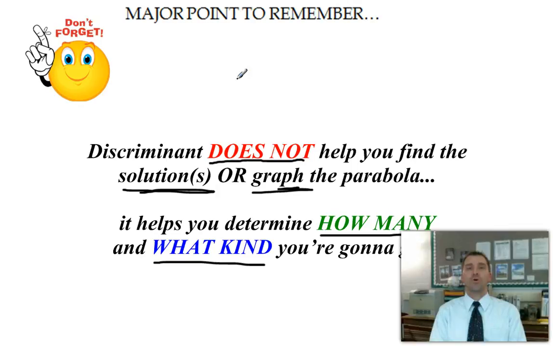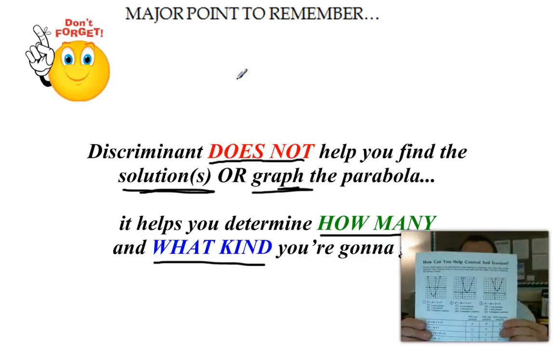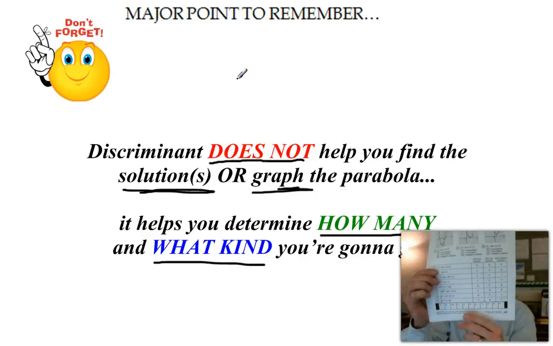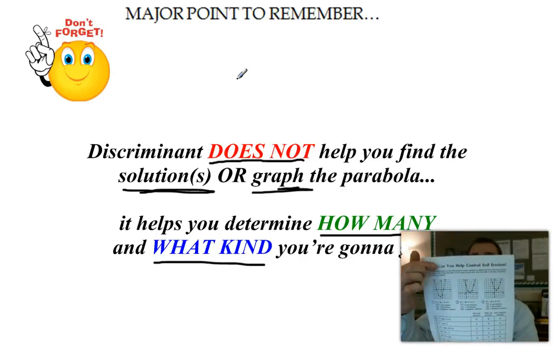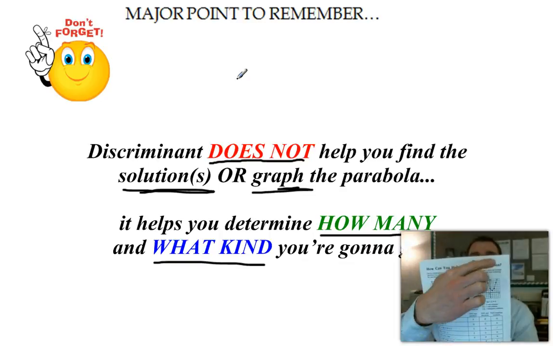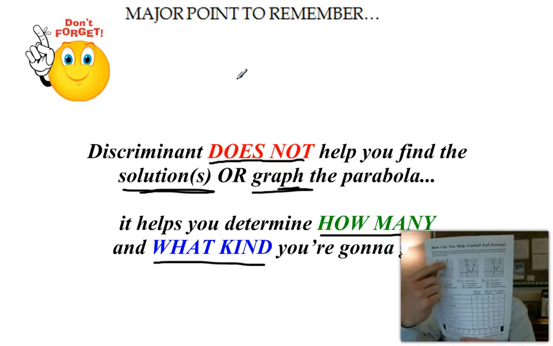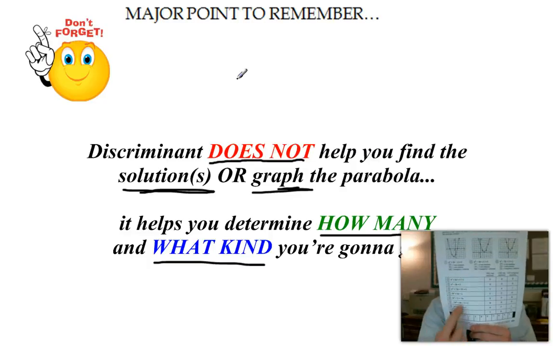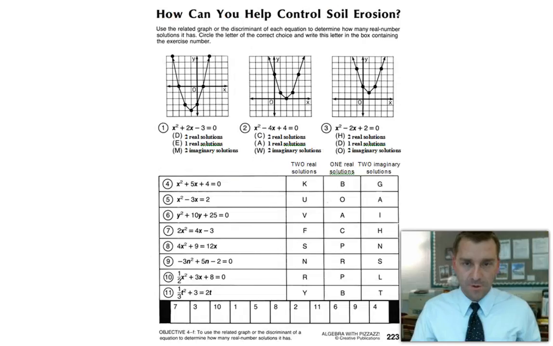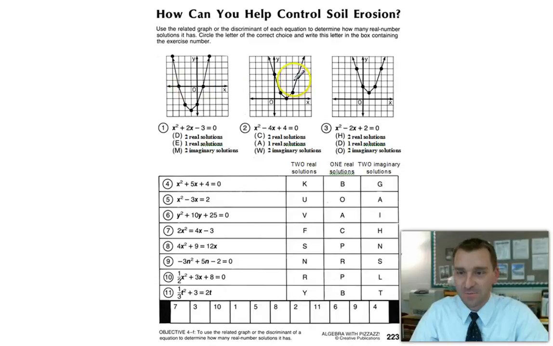Now, on to finally doing something. Yay. You're going to be given this sheet of paper right here. It's a pizzazz worksheet. Down at the bottom you have this little code. Read the directions. But how can you help control soil erosion is the question. You'll see some graphs and you'll see some actual equations. You have to use the discriminant to determine whether there's 2 real, 1 real, or 2 imaginary. That's it. You got to do that.